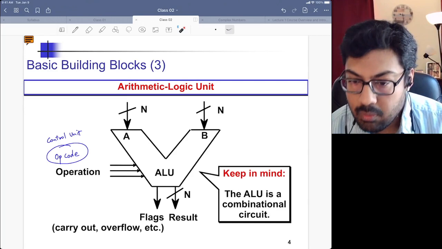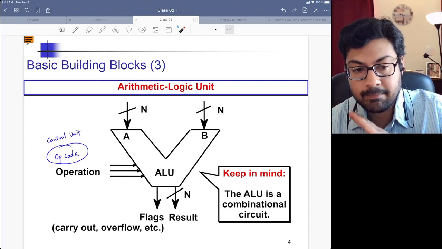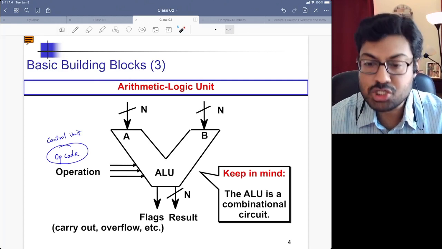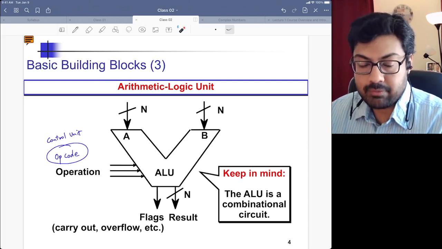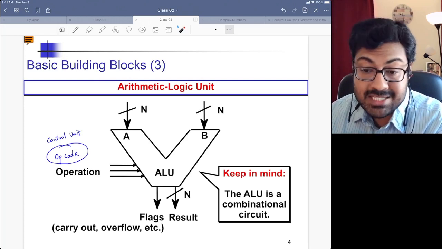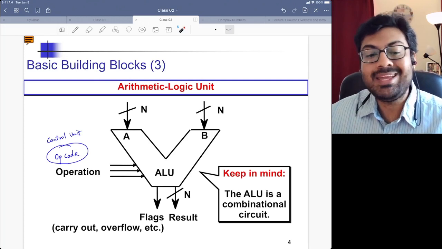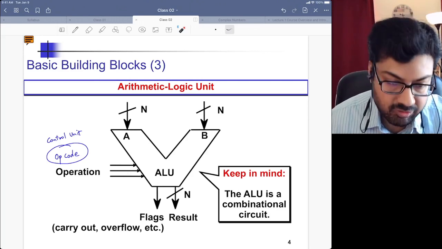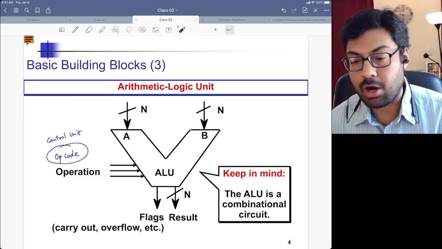What if there are no flags? No, flags are always there, right? Think of flags as an 8-bit register, and there's a flag for each output, right? So there is a bit for carry out, there is a bit for overflow, there is a bit for result being 0 or not, there is a bit for whether the result is negative or not. So there is a position for each flag bit. If they are inactive, that means that flag is not raised. If they are active, that means that flag is raised. So you can use that accordingly.